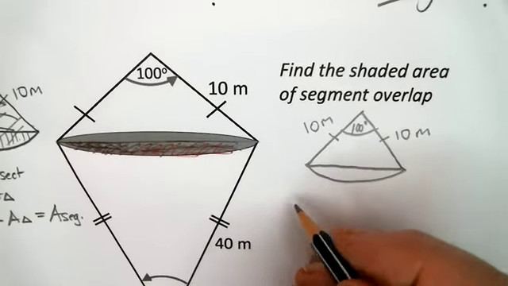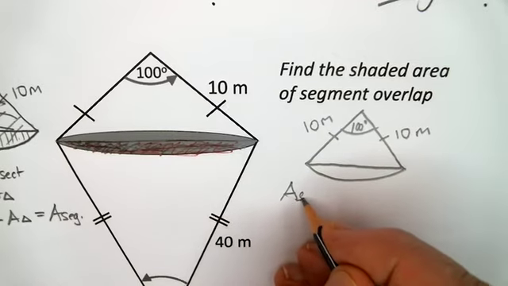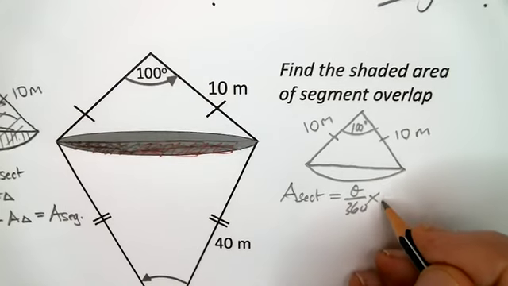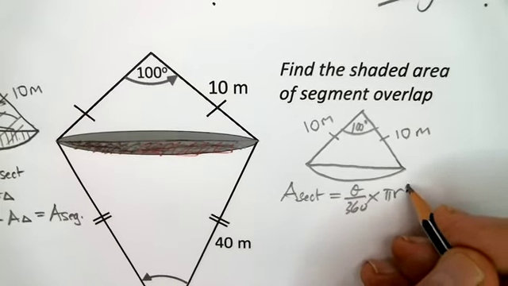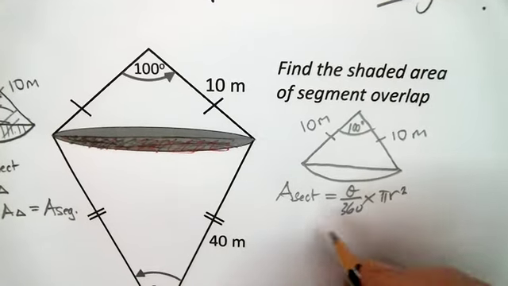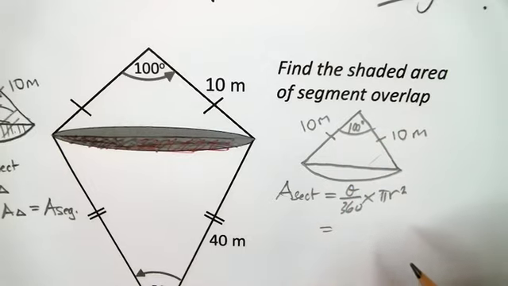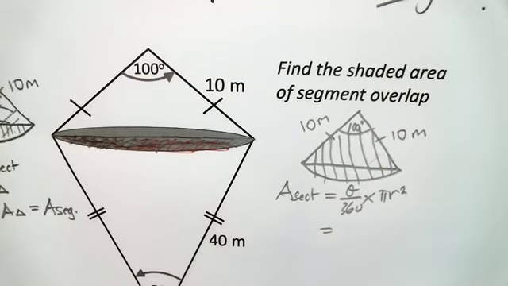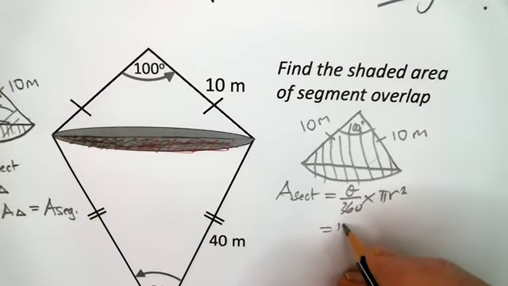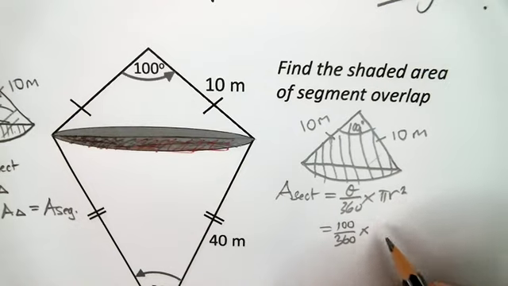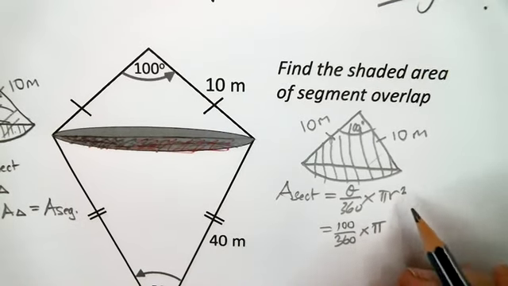Let's go ahead. First of all, area of sector is equal to theta on 360 times pi r squared. So that is our formula for finding the whole sector, the whole thing. That's just all of this together. If I was going to shade this in, that's what we're finding. So theta in this case is 100 over 360, and we're going to multiply it by pi r squared. Well, pi is pi, but r, these are the radii.